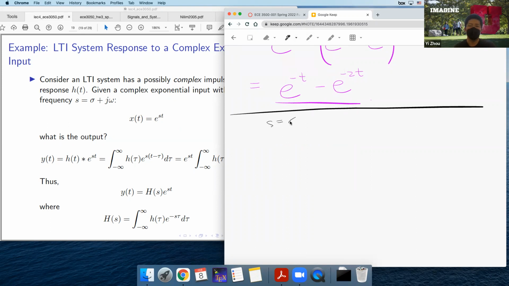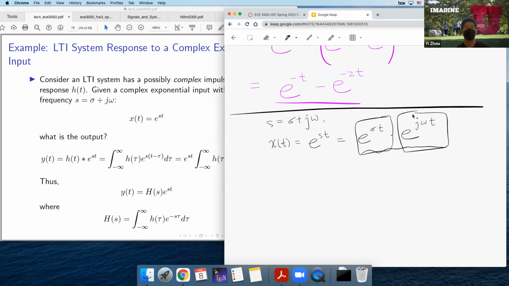So s is any complex number, and our input signal is e to the power of st, which is basically e to the power of sigma t times e to the power of j omega t. This is the standard polar form of the input complex signal. This is the magnitude, and this is the phase part. The phase is omega t, because the complex unit j is here.